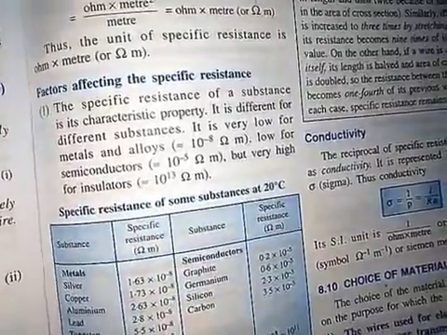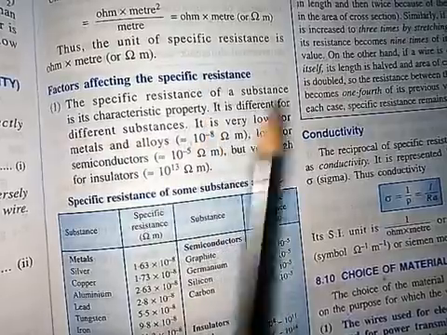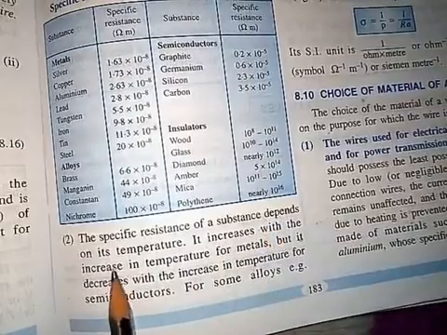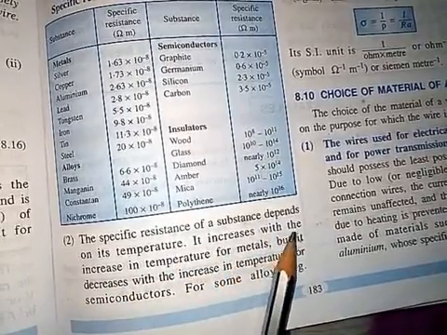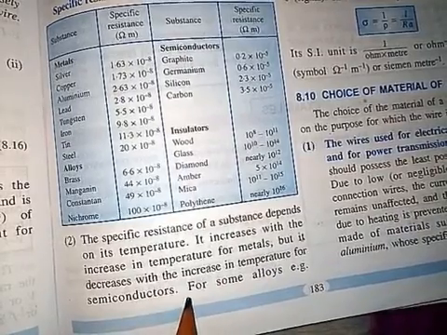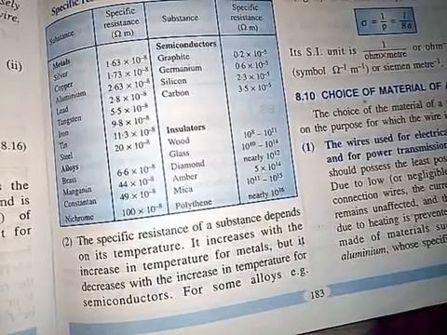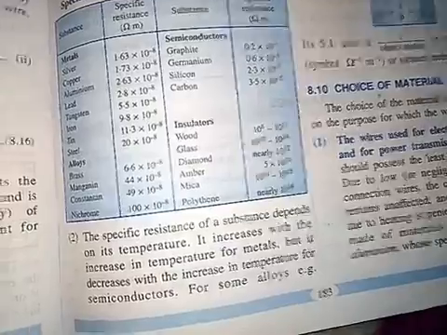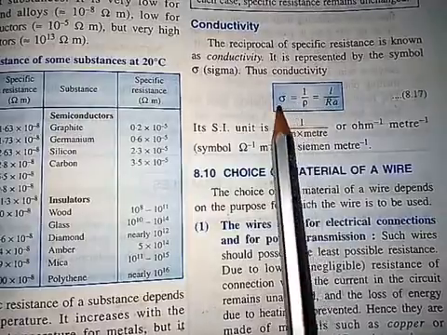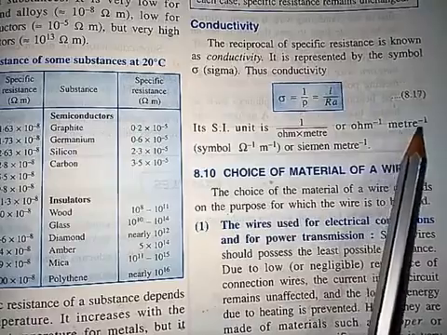The factors affecting the specific resistance. The specific resistance of a substance is its characteristic property and it is different for different substances. The specific resistance of a substance depends on its temperature. It increases with increasing temperature for metals, and it decreases with the increase in temperature for semiconductors. For some alloys like constantan and manganin, it remains practically constant with the change in temperature. Conductivity is the reciprocal of specific resistance and it is denoted by the symbol sigma. Its unit is ohm inverse meter inverse.